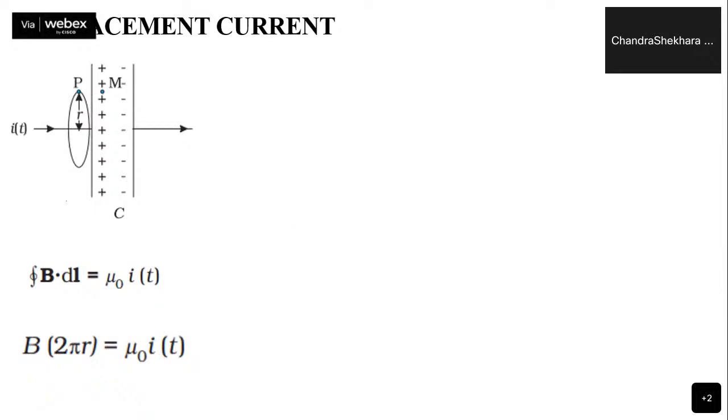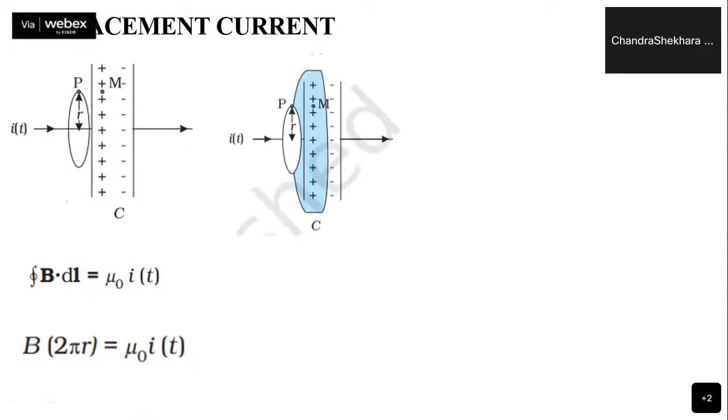Now, we consider a different surface. Let us say I have taken a different surface here, the same capacitor, the same loop is there, point P is also there on the surface of that loop. I am taking a bigger surface here, you can see, which is blue colored marked.